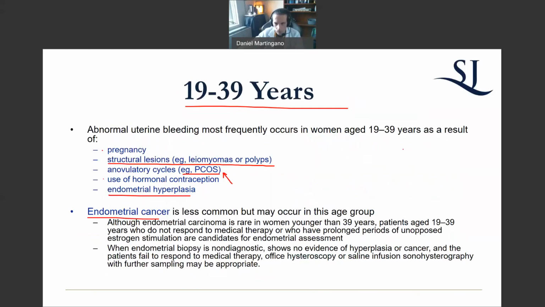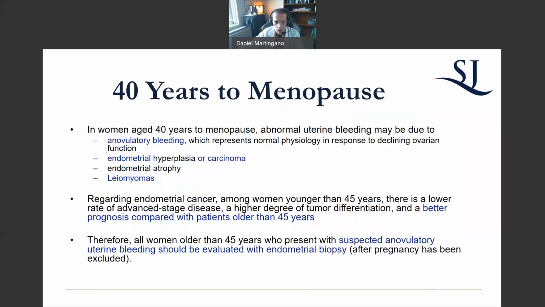If you do a residency and you're on the cancer service, you'll see a lot of things, but by and large, this is less of a concern. Forty years to menopause, and ovulatory bleeding happens again, like when you were in your prepubescent period, but this is because of declining ovarian function, and it's normal. Endometrial hyperplasia and carcinoma come into the mix. When patients have endometrial hyperplasia or carcinoma at age older than 45, it's worse. So it's definitely a factor of age. And then leiomyomas, of course, are on the list.